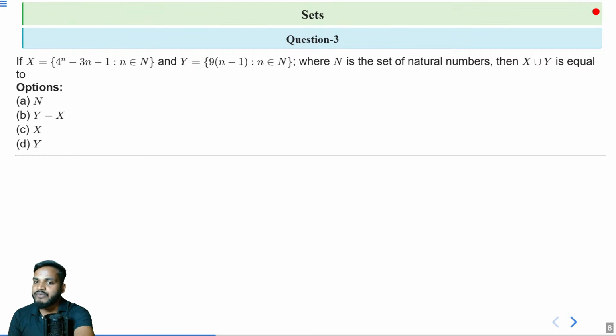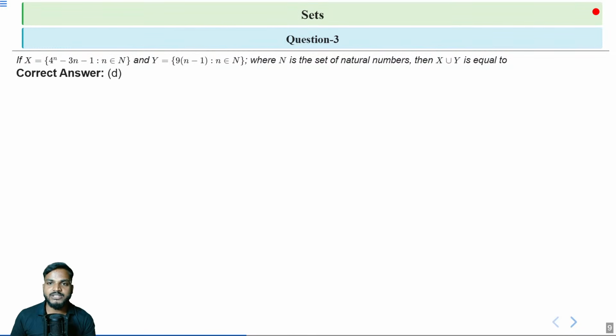Now I will give you an idea. First of all, the sets X and Y are written in set builder form. We know a set can be represented in two forms, set builder form and roster form. So this is the set builder form. At first, convert this set builder form to roster form. After that, we will take the union of these two sets and we get the answer. Given options are N, that is the natural numbers, Y minus X, the difference Y minus X, then X again, or option D, Y. So the correct option is D. Let's check.